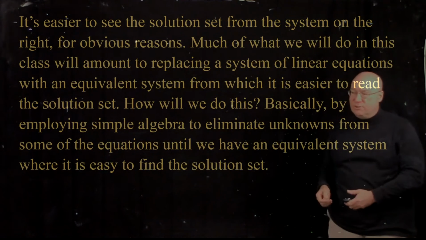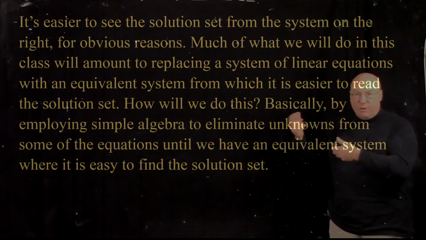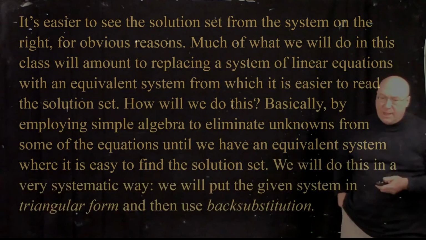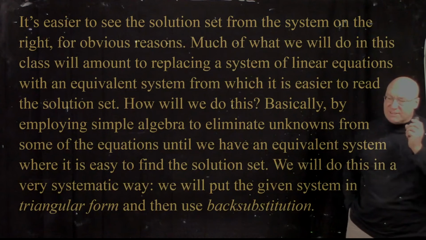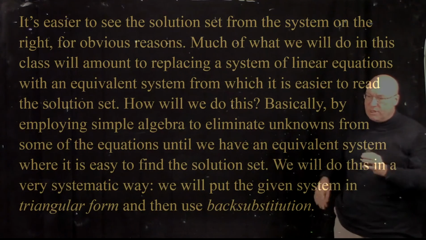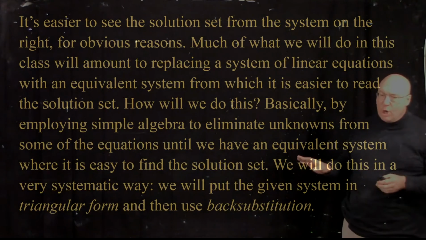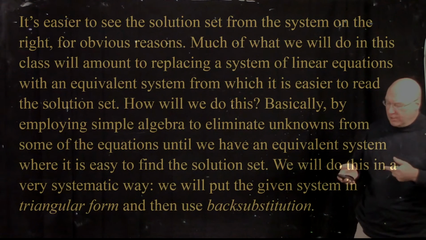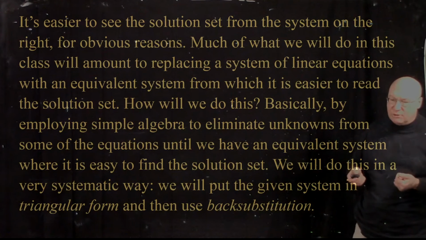You've had 2 equations and 2 unknowns. You know, you add a multiple of one equation to the other to eliminate a variable and make it easier to solve, all right? So we'll do this in a very systematic way in this class. We're going to use some of the ideas that you know, but we're going to make it very systematic. We'll put the given system in what we call triangular form, and then we will use back substitution.